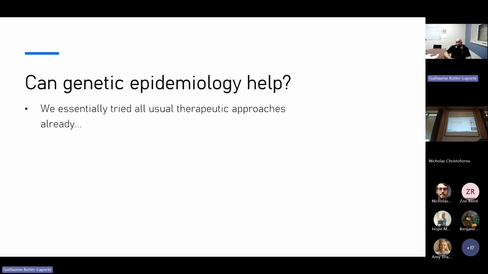And so basically I asked myself, well, I'm a genetic epidemiologist. Maybe there's something I can do in terms of bioinformatics or in our biobanks and our data set that we can maybe bring back to this patient.